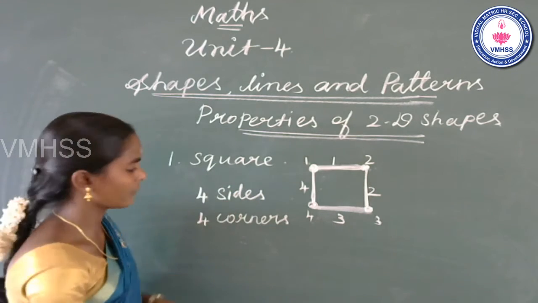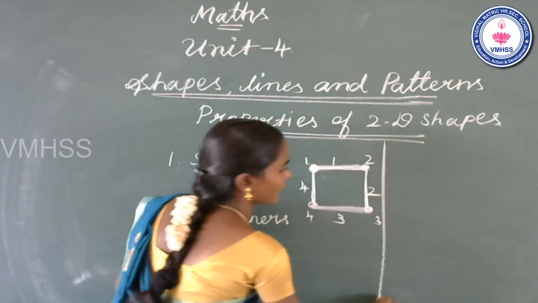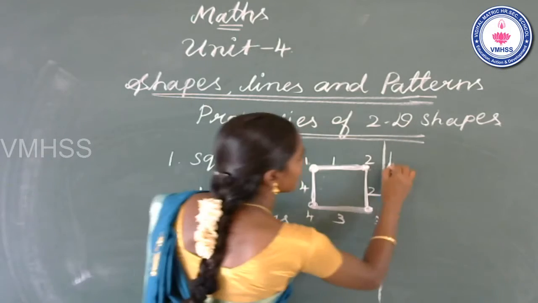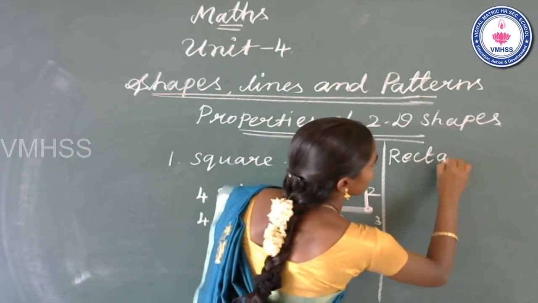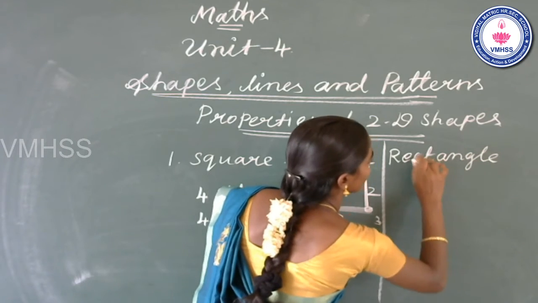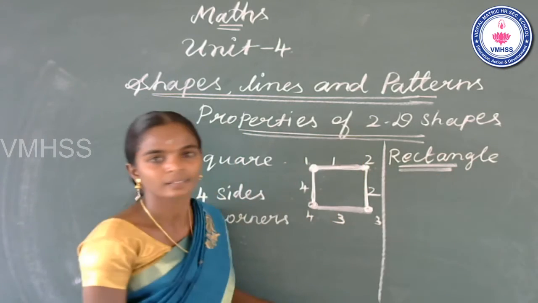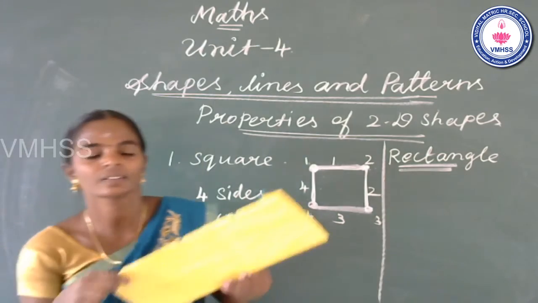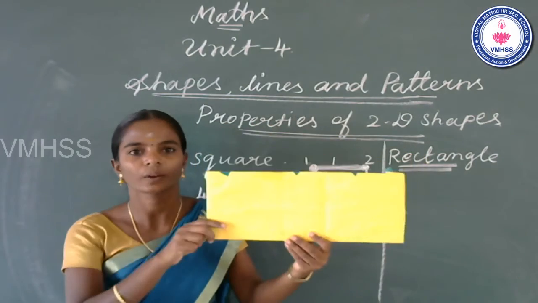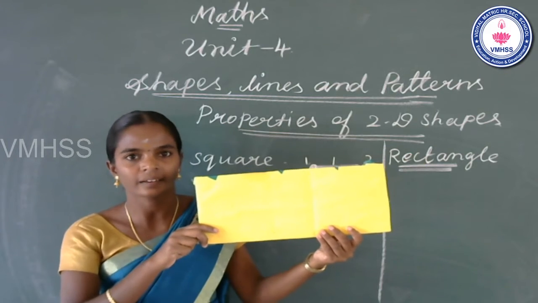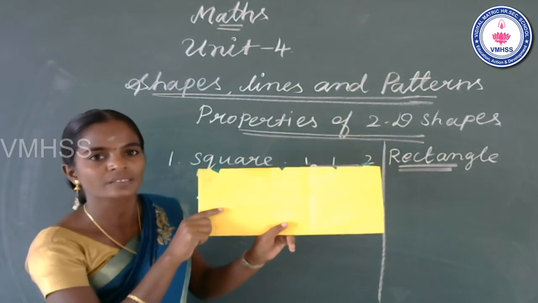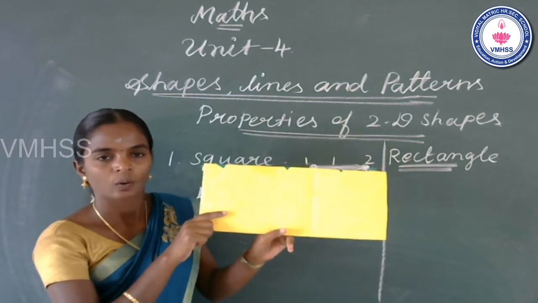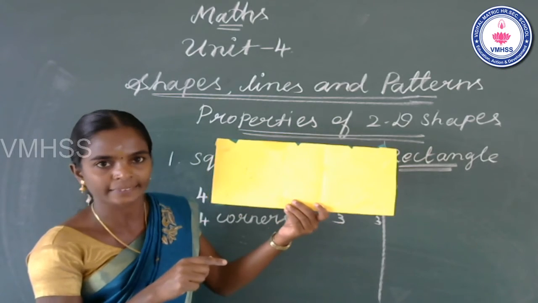Next we see the rectangle shape. Children, next, rectangle. Children, listen here. The shape is rectangle. It has 4 sides and 4 corners. So the shape is rectangle.